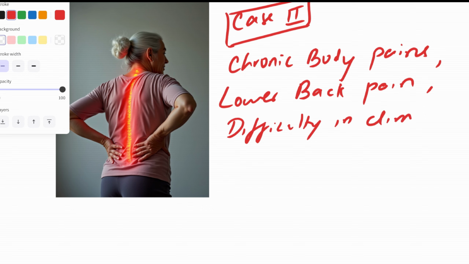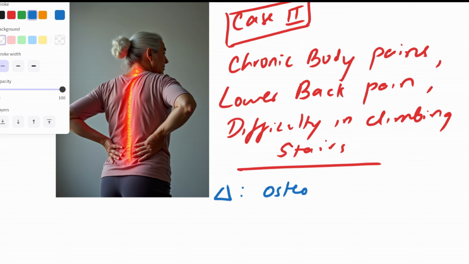So let's go with the biochemical correlation. This sounds strikingly like osteomalacia, the adult equivalent of rickets. In adults, since growth plates are fused, bones don't deform in the same way as in children. Instead, existing bone fails to mineralize properly.